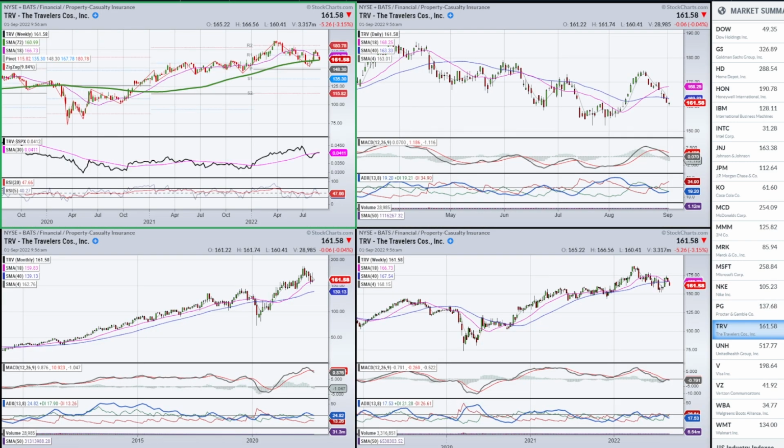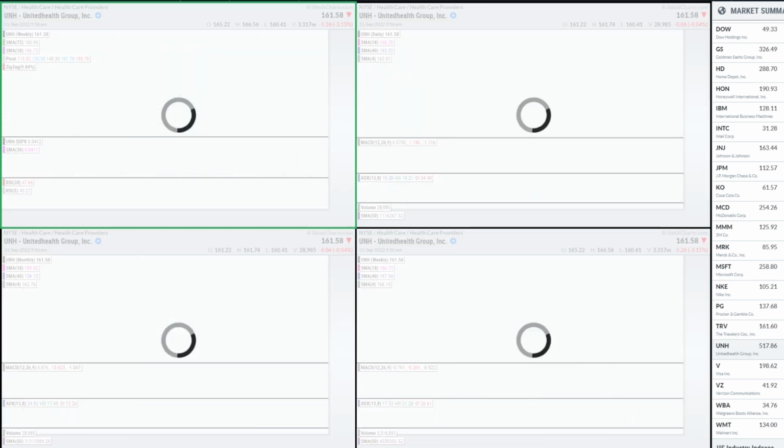Okay, so TRV, not a lot of strength in the upside. The overall pattern has held up really well. I think there's a decent amount of support at 150, so there's probably a little bit of downside risk in this, but pretty decent support. I don't think this wants to fall apart. Probably be more of a range-bound stock.